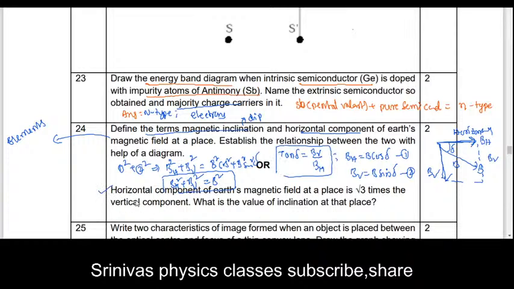Next, one more question they are asking. Horizontal component of earth magnetic field at a place is root 3 times the vertical component. I will give the solution. Horizontal is B cos delta, equal to root 3 times vertical, which is B sin delta. B cancels. Then tan delta is equal to 1 by root 3. Then what is the value of delta? 30 degrees, right?